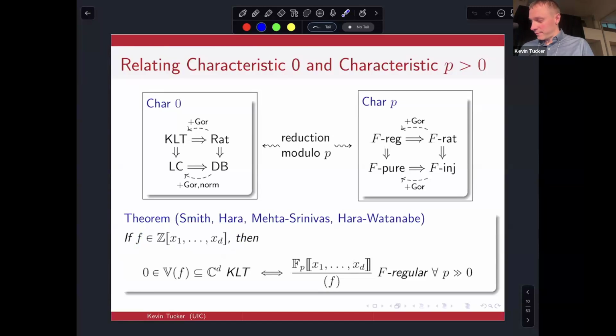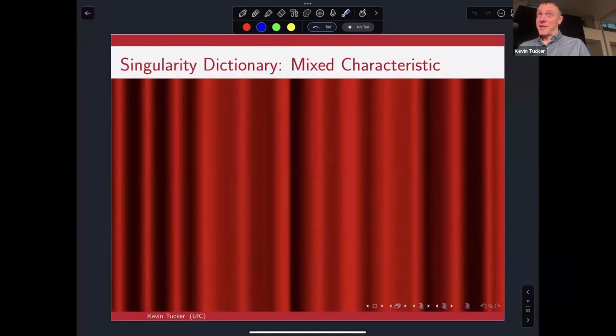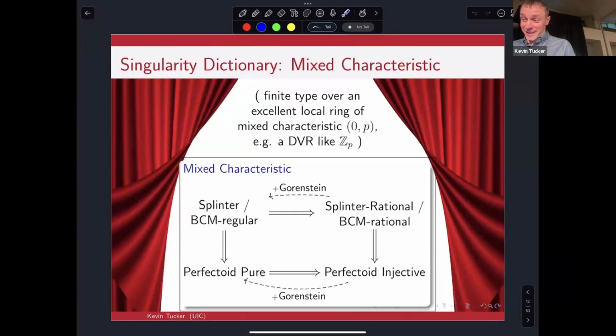So without further ado, I'm sorry, I don't have the fancy PowerPoint capabilities that Carl has. So let's go ahead and pull back the curtain and welcome the mixed characteristic dictionary to center stage. Mixed characteristic really has started to blossom in the last decade. Many of the terms I've put here on the diagram didn't even exist 10 years ago. Note that the singularity classes fit into the same implication diagram. That's not a coincidence. It's a guiding principle that was used in their development.